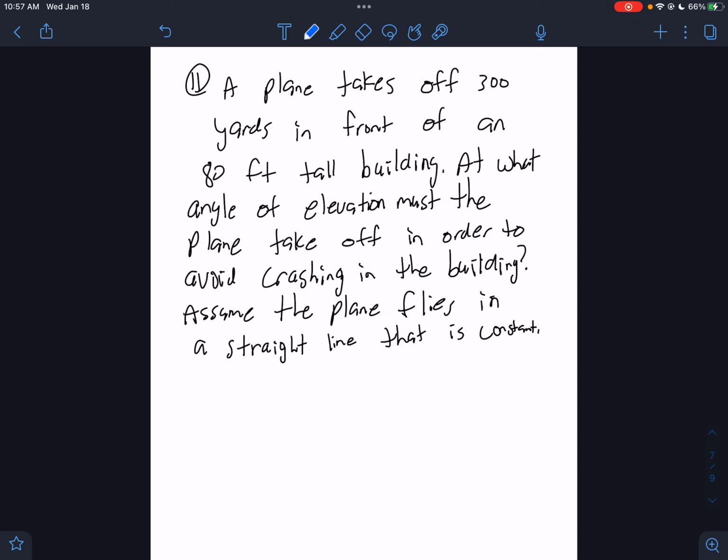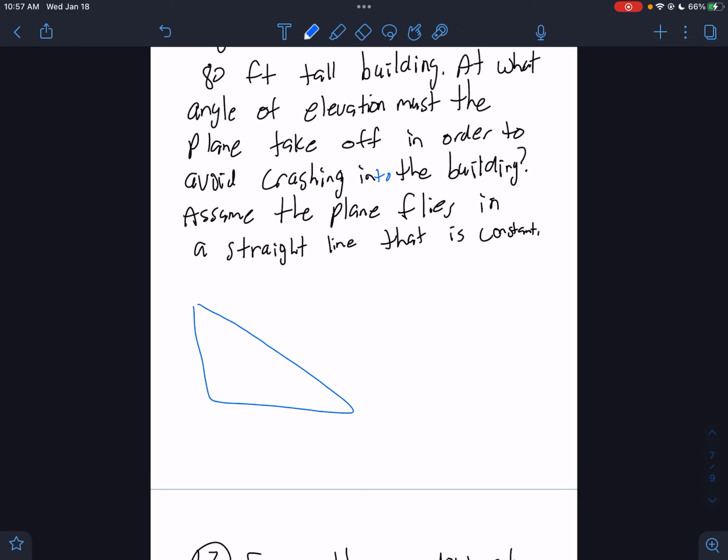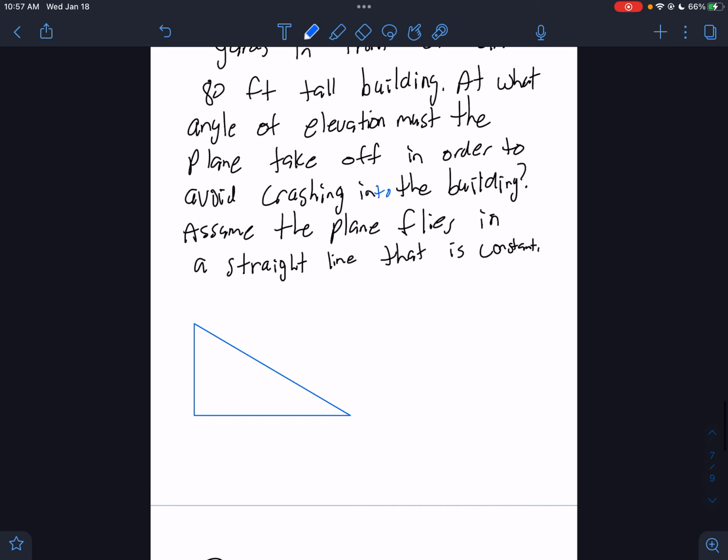A plane takes off 300 yards in front of an 80-foot tall building. At what angle of elevation must the plane take off in order to avoid crashing into the building? Assume the plane flies in a straight line that is constant. Well, they mentioned angle of elevation. That's a really good hint. It's a good chance it's going to be an elevation triangle.